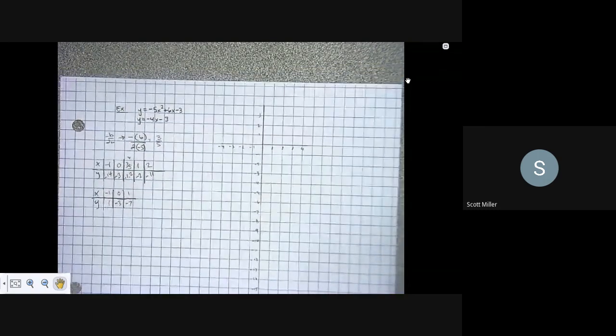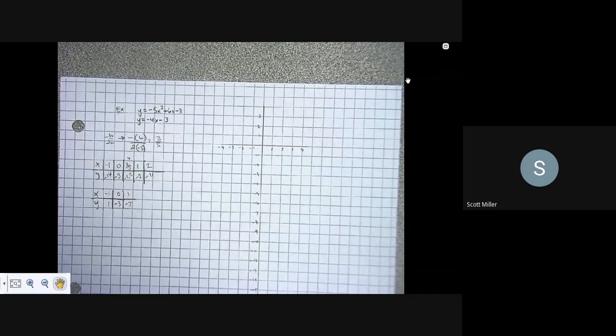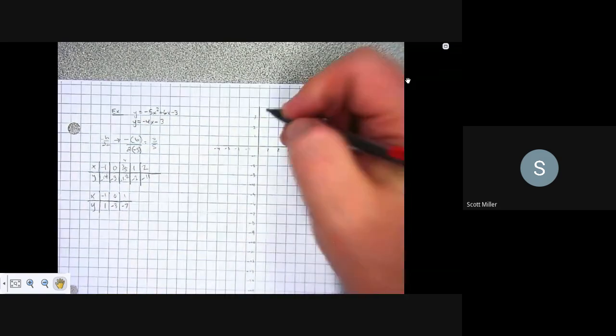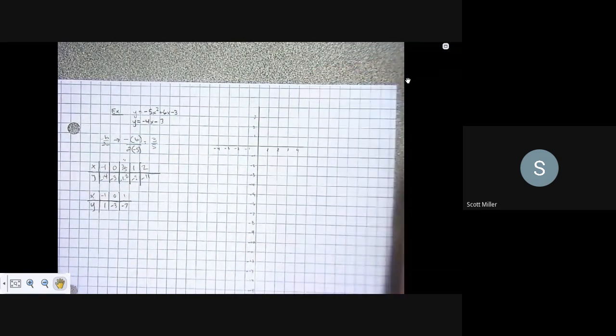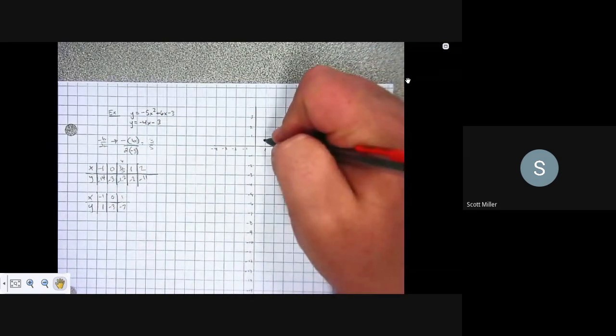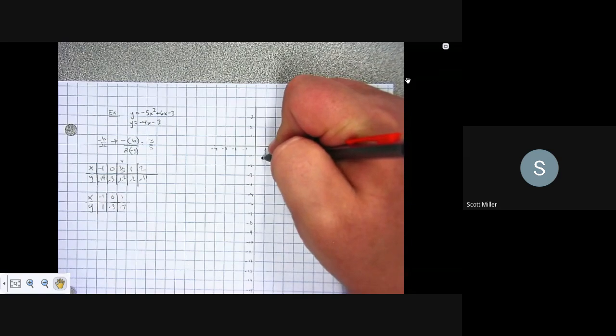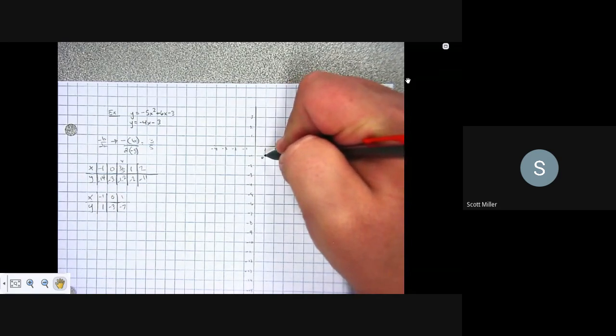So I'll start with the quadratic. So our vertex is going to be at 3/5 and a -1.2. And 0.2 is 1/5, just so you know. So 3/5 is about right there. And a -1.2 is about right there. So that right there would be my vertex.